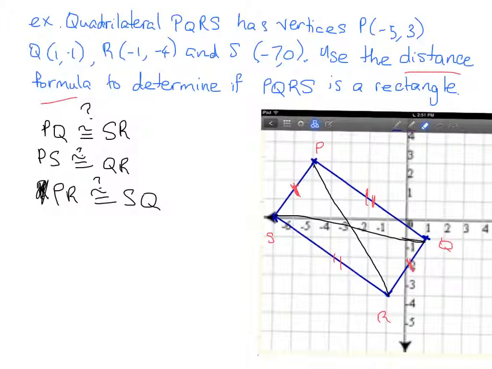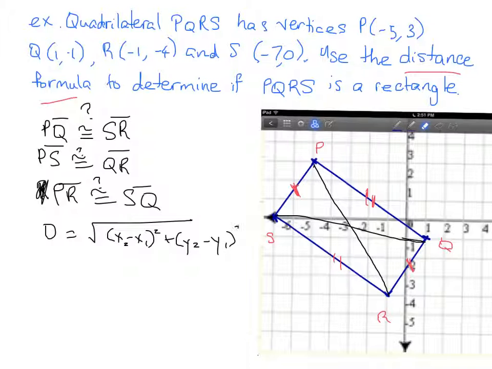And if these 3 things are true, then we know that we have a parallelogram and a rectangle. Actually, we know we have a rectangle. All right, so let's go about using our distance formula and figuring this stuff out. So there we go. Forgot those segment symbols there. Use the distance formula, which, just to remind you, distance is the square root of x2 minus x1 squared plus y2 minus y1 squared.